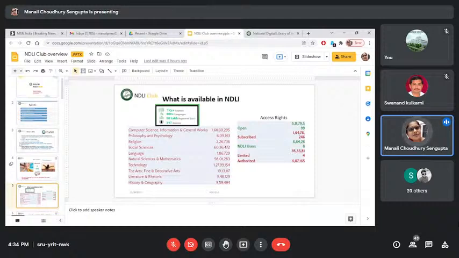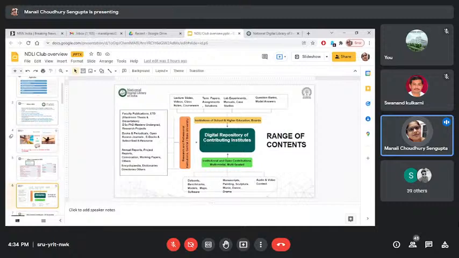Okay. So what is available in NDLI? A range of contents. What sort of contents are we actually offering? So, database. This portion is very interesting. Faculty publications, you get research projects, papers, books, periodicals, e-books, journals, annual reports. And for school and higher education, what we offer is lecture slides, videos, class notes, courseware, term papers, assignment solutions, lab experience, manuals, case studies, question banks. So this is a wide range of contents.